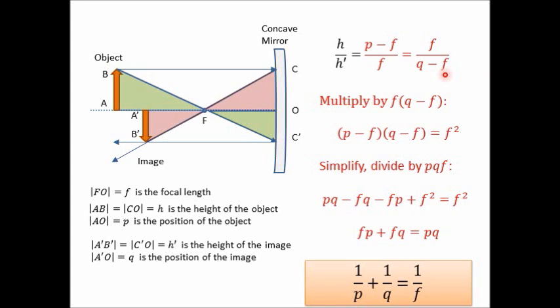We can simplify this relation a bit by multiplying both sides by f times q minus f. Expanding the left-hand side and cancelling the common term f squared, and finally dividing by pqf, we get the final result that 1 over p plus 1 over q is equal to 1 over f. This is the so-called mirror equation. It turns out that it also holds for other types of mirrors and lenses.